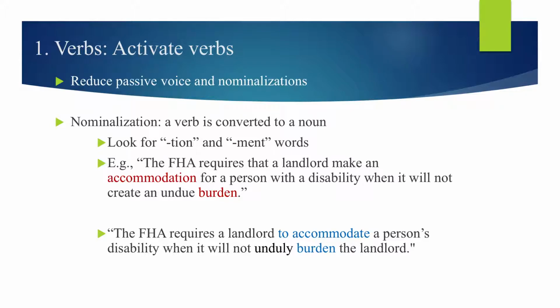Burden here is also being used as a noun. Here the writer has to create a wordy phrase around it in order to use it as a noun. If converted back into a verb, it's more concise. The FHA requires a landlord to accommodate a person's disability when it will not unduly burden the landlord. So here, converting the nominalized words back into verbs yields a more concise and straightforward sentence.